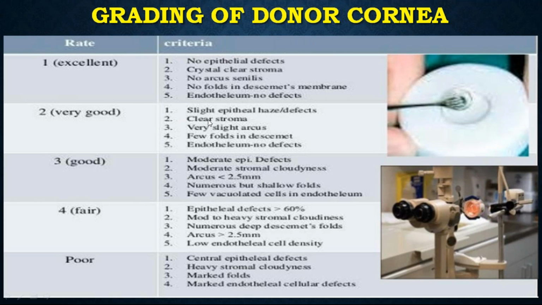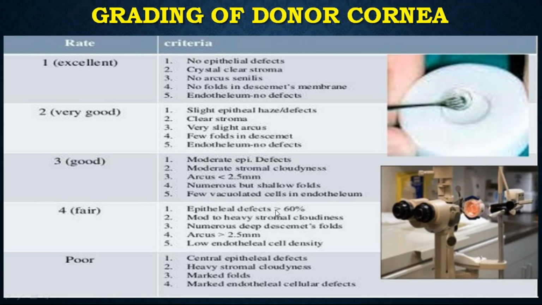Grade 2, very good. Slight epithelial defects, clear stroma, slight arcus, few folds in the Descemet's membrane can be seen. Endothelium, no defects. That is good. Grade 2, very good. Grade 3 is good. Moderate epithelial defects, moderate cloudiness, arcus analis of 2.5 mm, numerous but shallow folds, few vacuolated cells in the endothelium. That is good.